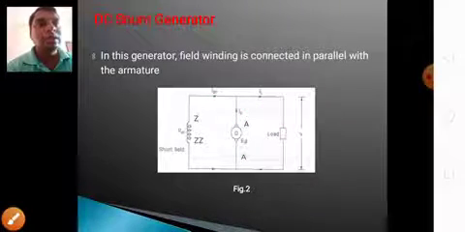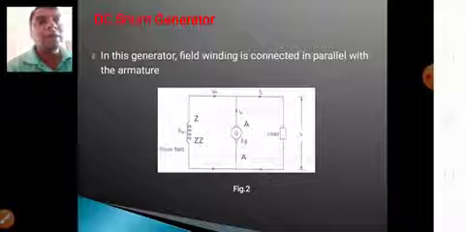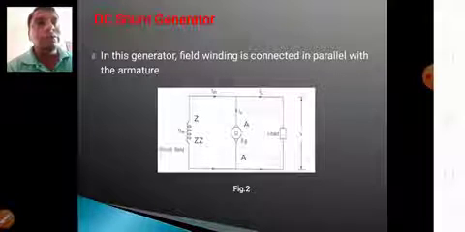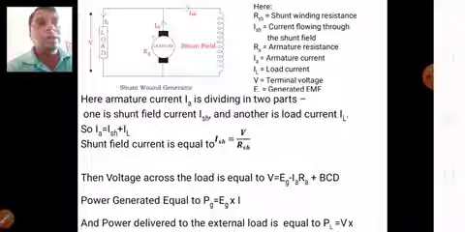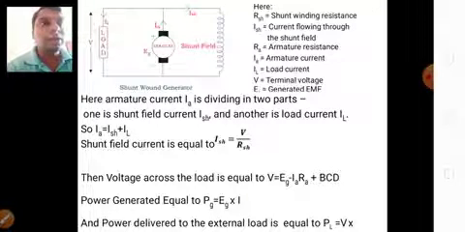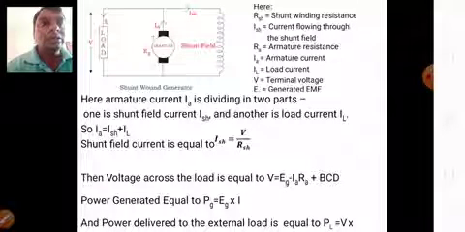In this generator, the field winding is connected in parallel with the armature. Here RSH is the shunt field resistance, ISH is the shunt field current, RA is the armature resistance, IA is the armature current, EG is the generated EMF, IL is the load current, and V is the terminal voltage. Here the armature current IA is dividing into two parts.